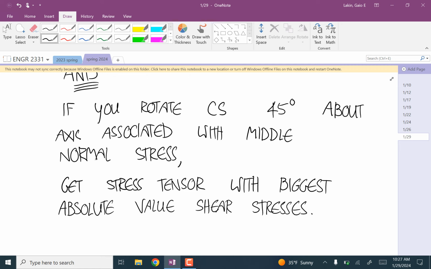Right, I understand what you mean. But that middle eigenvalue is really important. He doesn't get a lot of acclaim, but he does something important here because those shear stresses are important.